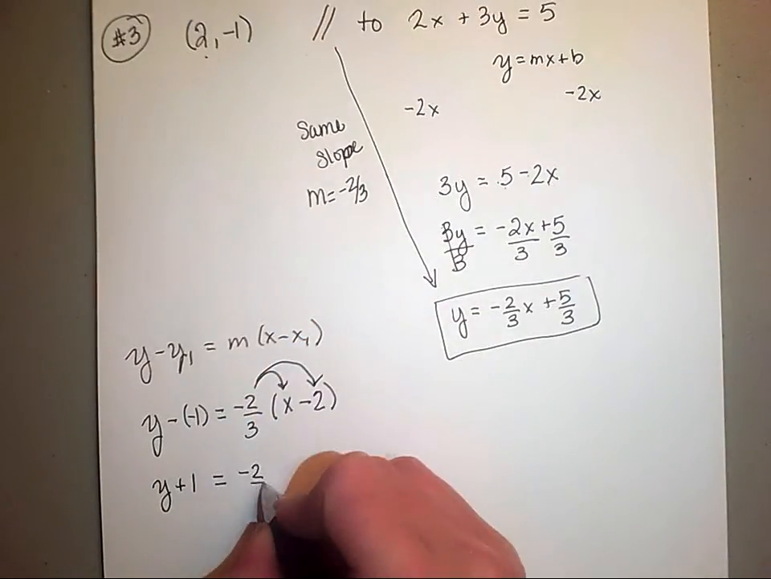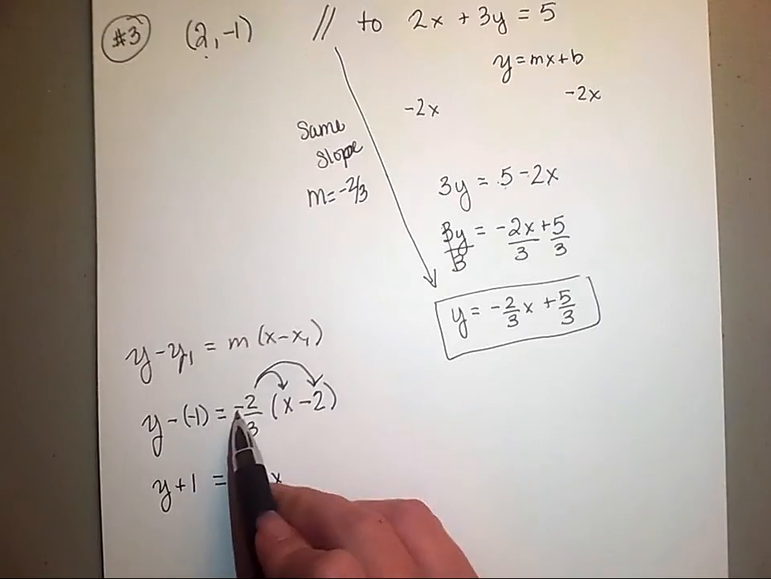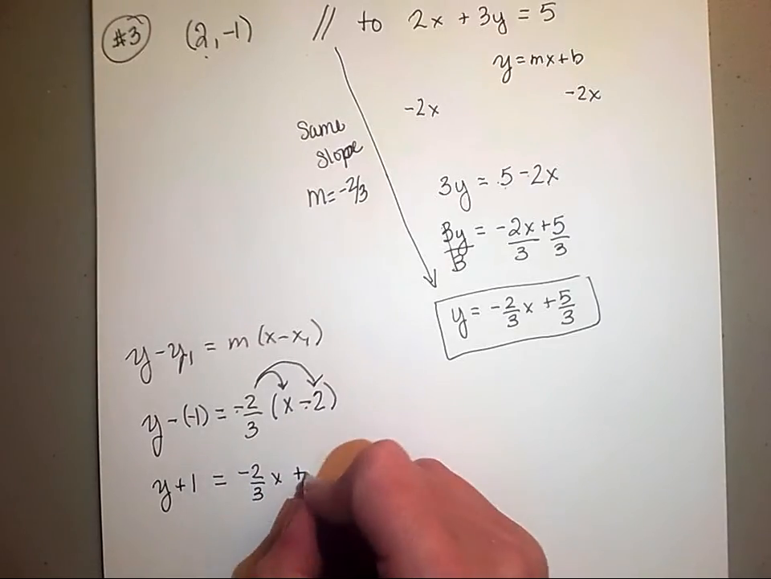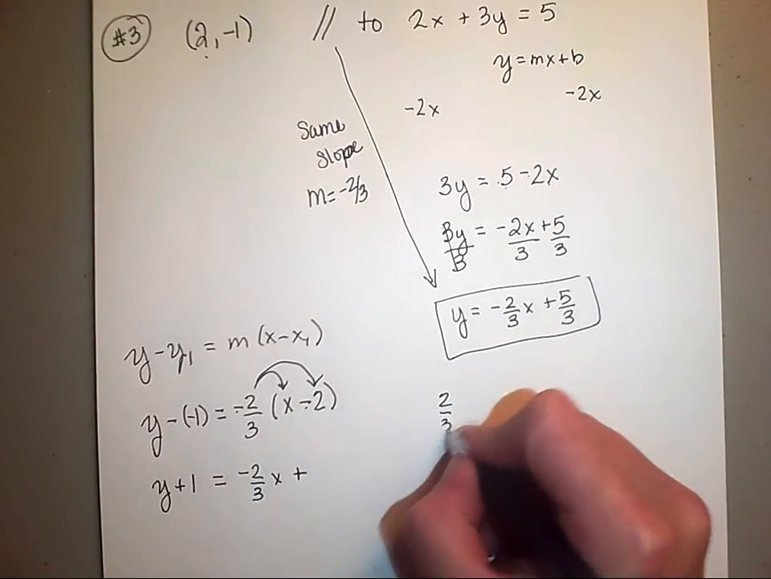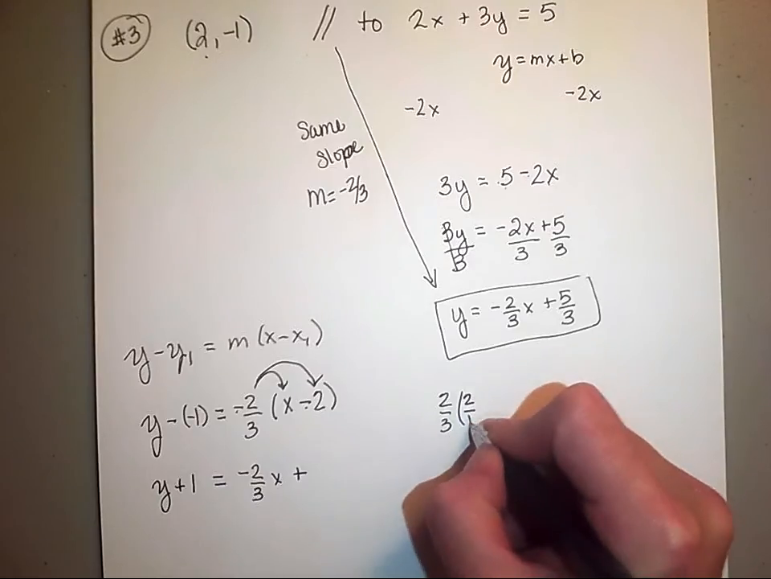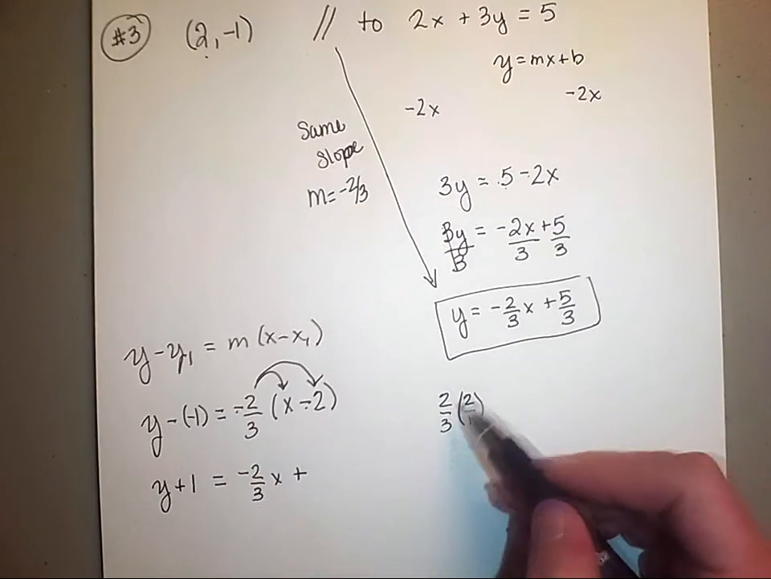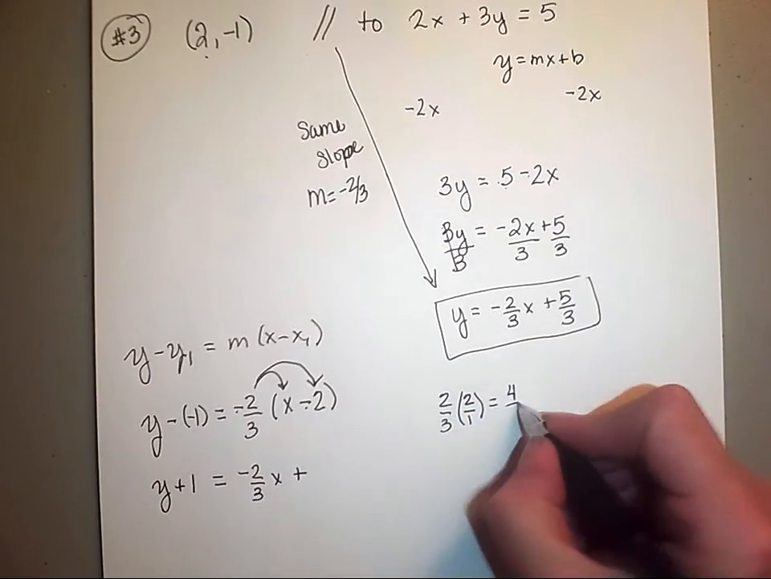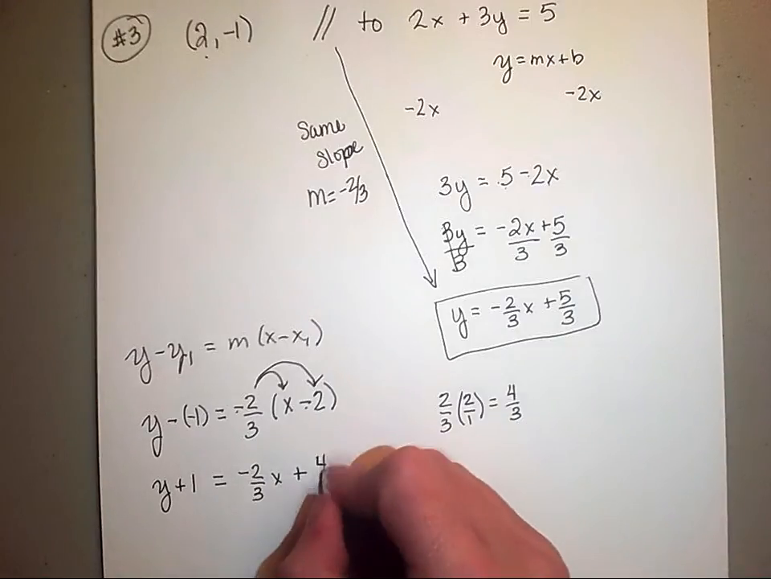So this is negative 2/3 x. The negative and negative become positive. And then 2/3 times 2, remember that's 2 over 1. There's no canceling that will occur. So this is 4/3.